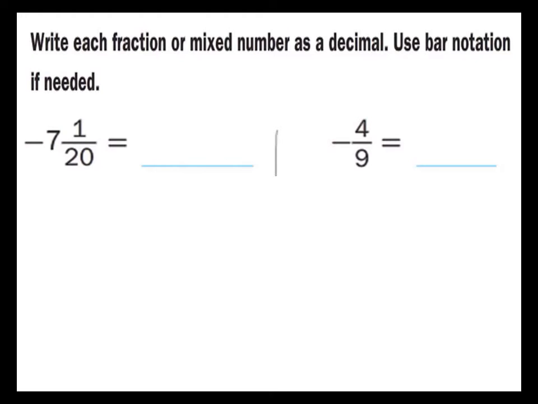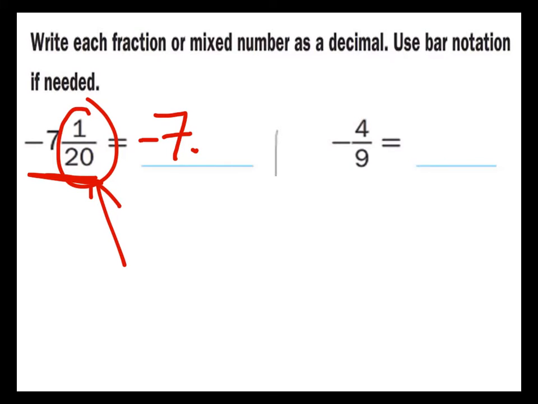There we go. Let's look at these examples. It says write each fraction or mixed number as a decimal. Use bar notation if necessary. Okay. So this first one, -7 and 1/20. If I were to write this as a decimal, I've got -7 point whatever this is as a decimal.